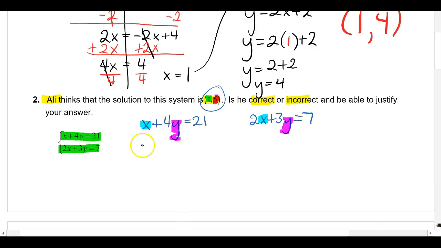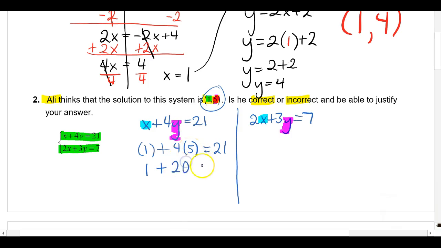So now in this first one, I plug in 1, and then here I plug in the 5 for the y. Remember, right parentheses whenever we plug in. And now let's do this side first. Okay, so now we have 1, and it doesn't multiply times anything, so it's just 1. And then we have 4 times 5, so then that's 20. Well, that equals 21. And then 1 plus 20 is 21. So that does work. So for this problem, it's a yes.